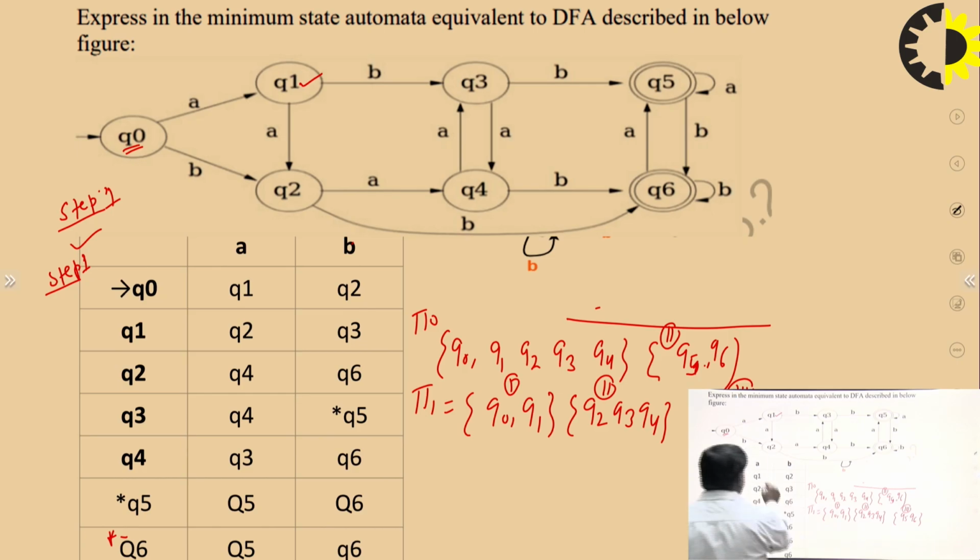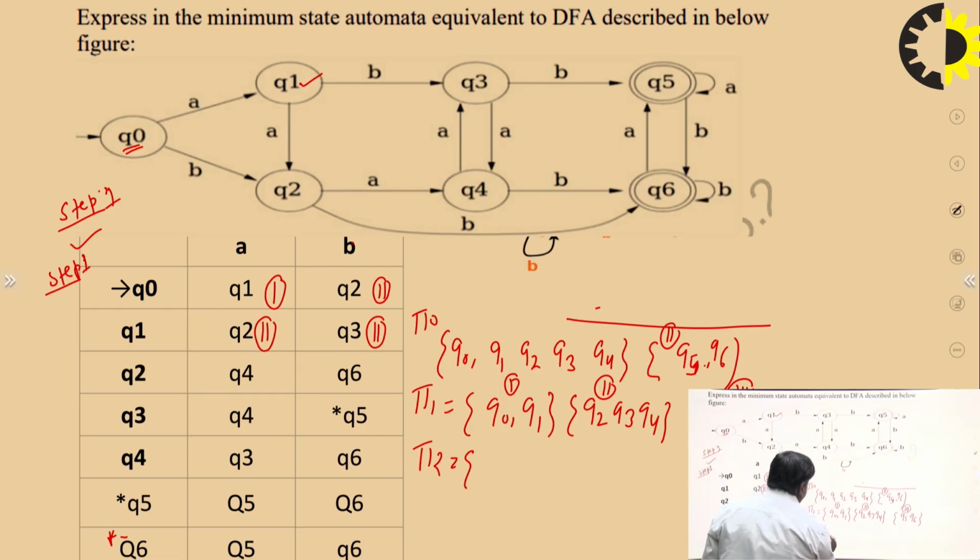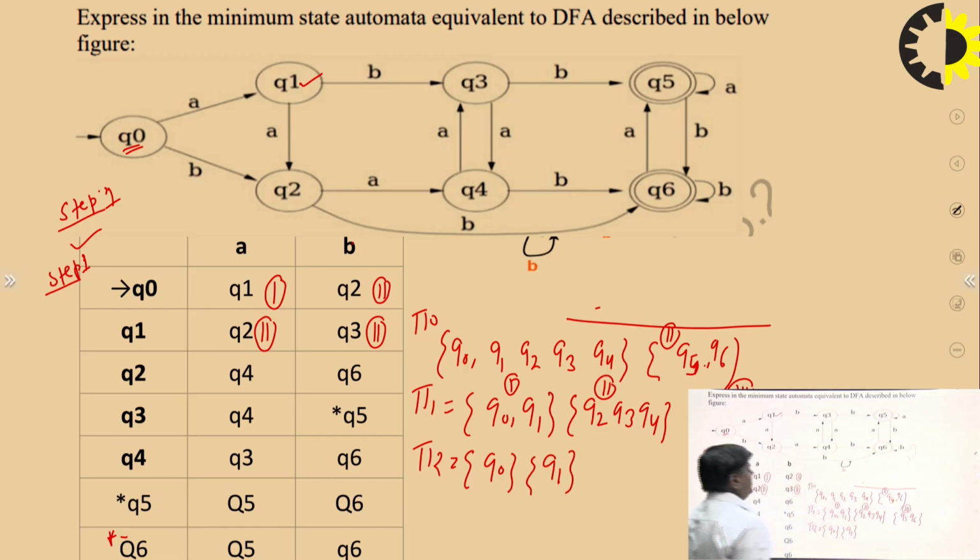Now Q1 lie into set 1, and here Q2, that is set 2. Q2 here is set 2 and Q3 here again set 2. It means Q0, Q1 have different behavior. It means that these two states do not lie into the same set. Now that is I2, here Q0 have a different behavior, Q1 have a different behavior. So lie into different sets.